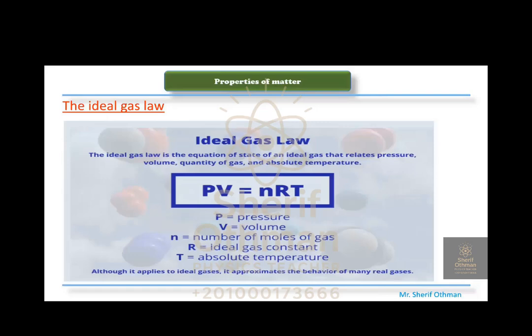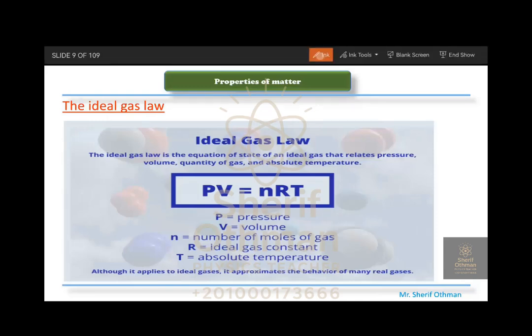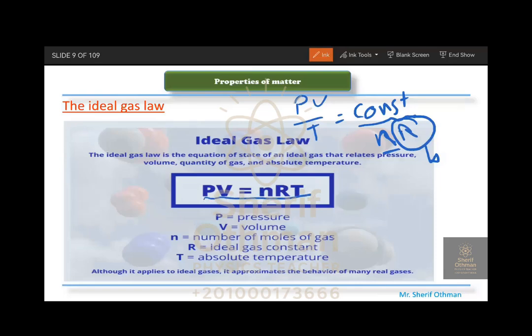Here is the ideal gas law. PV equals nRT. We said before that the general law of gases says that PV over T is equal to a constant. This constant is nR. n is the number of moles, while R is the gas constant. So PV equals nRT, which represents the ideal gas law.